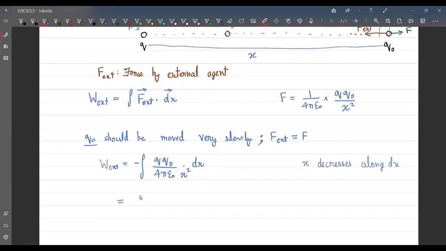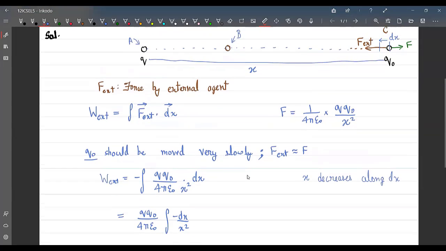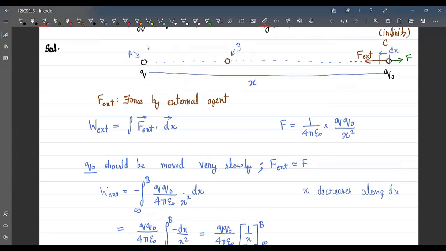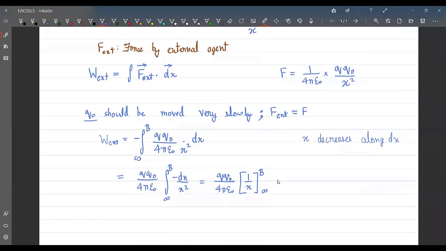Now let us integrate this. Q naught by 4 pi epsilon naught will come out of the integration. Then integrate minus dx by x squared. The integration will be from infinity to point B, from point C to B. Integration of minus 1 by x square is 1 by x. At B, the value of x is r, and at C, the value of x is infinity.